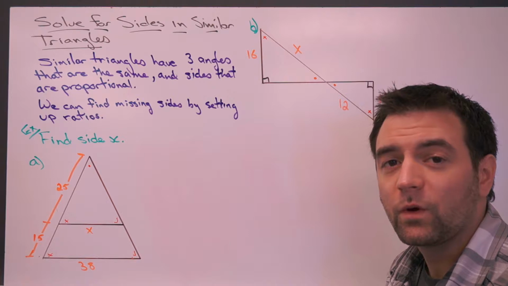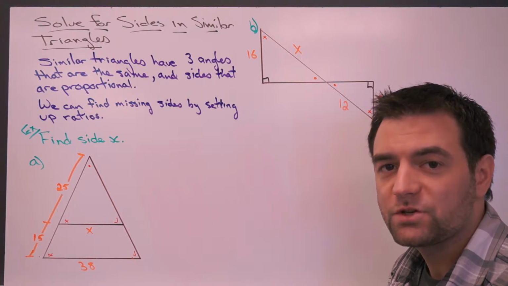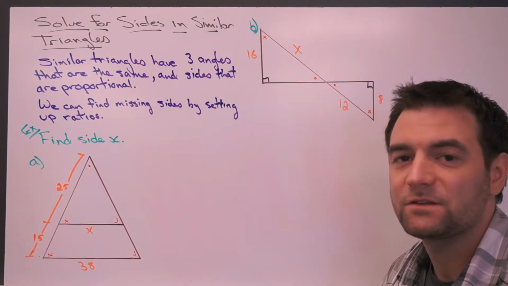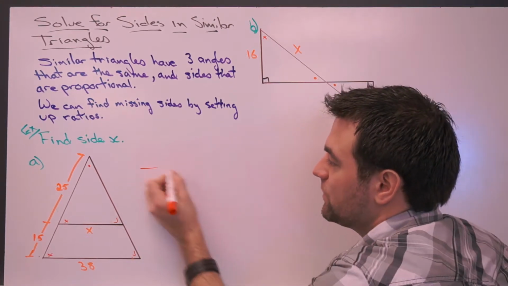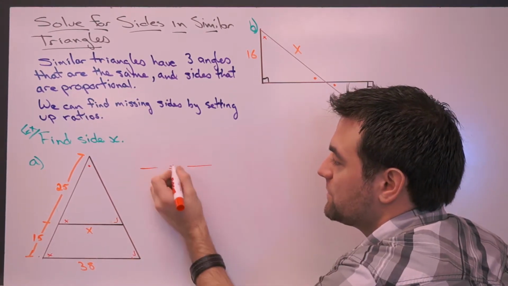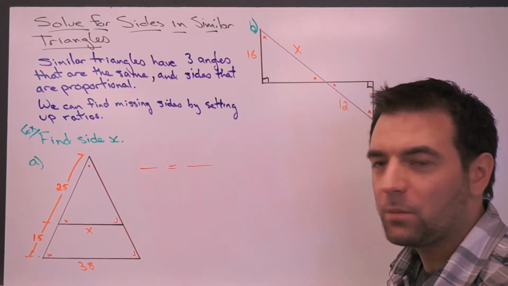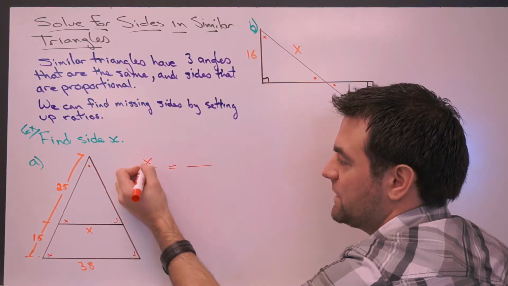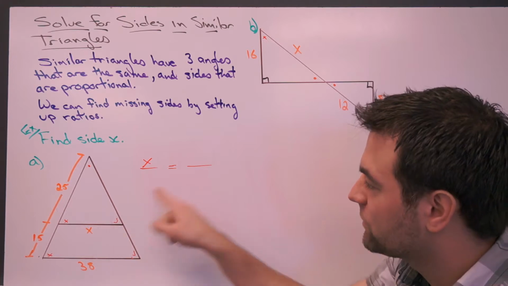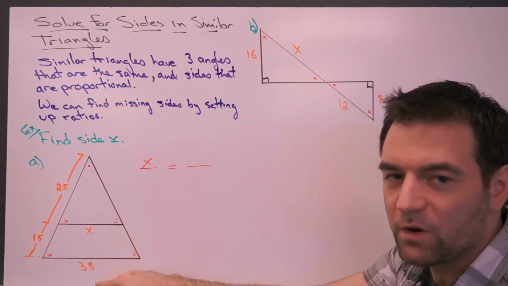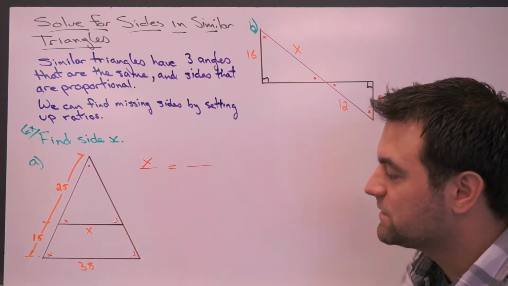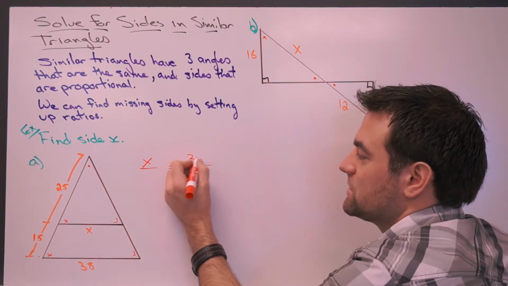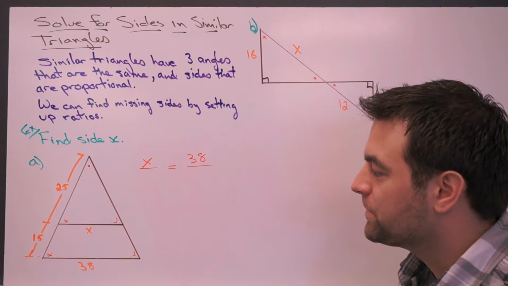So when we're working with similar triangles, we can set up ratios to find missing sides. In this case here, we're missing this side x. So what we do is we set up two ratios. On the top of the first one, I'll put the x, and then on the top of the other one, I'll put the corresponding side. In this case, the 38 here is the same side as the x, so I put that right there.